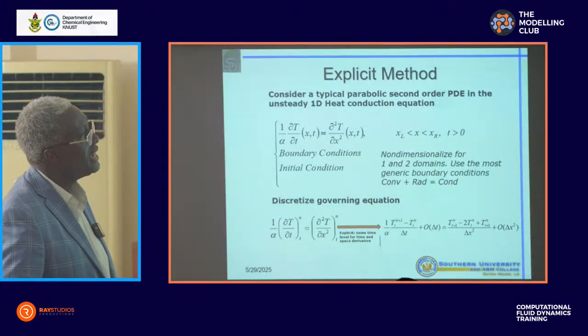Now, question: how many boundary conditions would you need for this equation, and why? How many boundary conditions would you need?